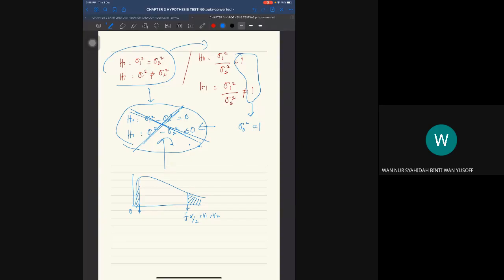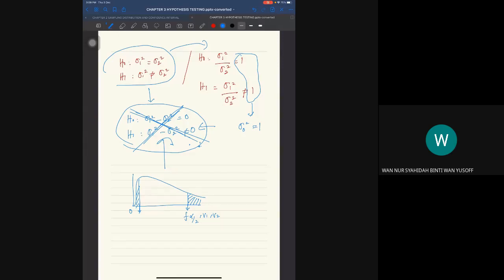For the confidence interval, we need nu 2 first and then nu 1. But for the hypothesis, we need nu 1 and then nu 2. There is a theory behind that. Why must the confidence interval be nu 2 first and then nu 1, and why must hypothesis testing be nu 1 and nu 2?